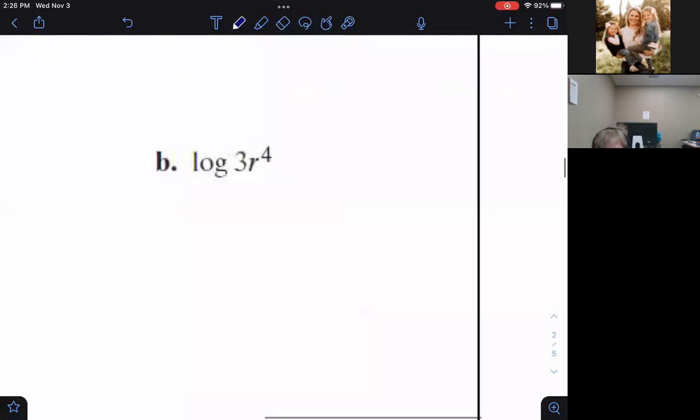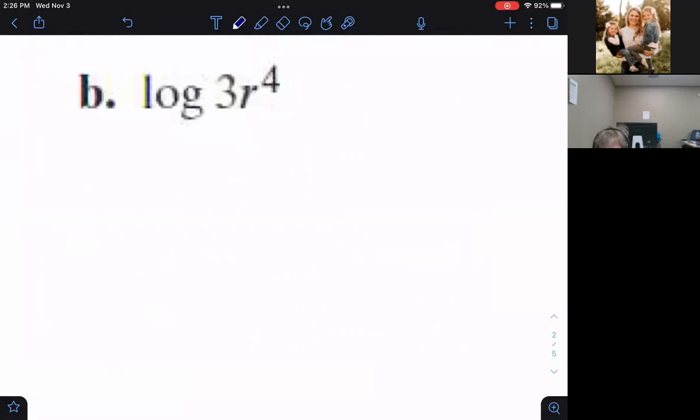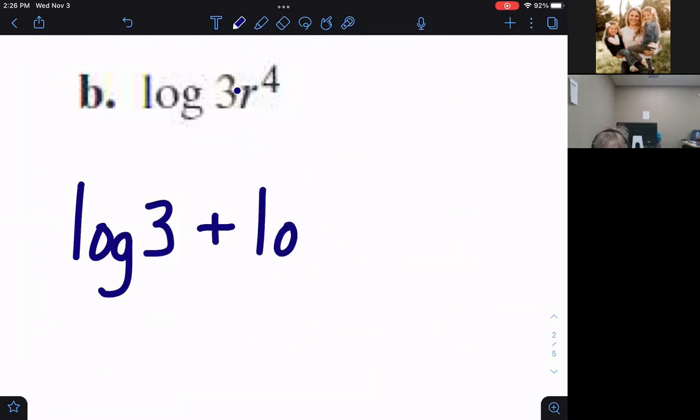Going over to letter B. When I look at letter B, I know there's multiplication between the 3 and the r to the 4th. So we're going to have to separate those two using the product property. So we're going to have log base 10 of 3 plus log base 10 of r to the 4th power. This one, however, is not finished. So remember how previously we worked on the power properties first. We're going to do the power properties last in this case.